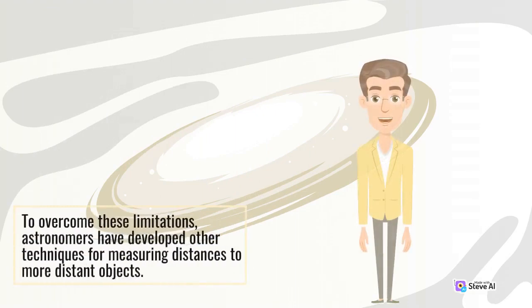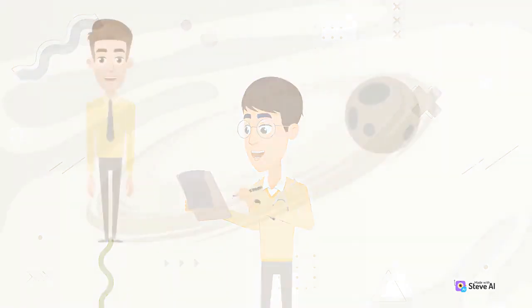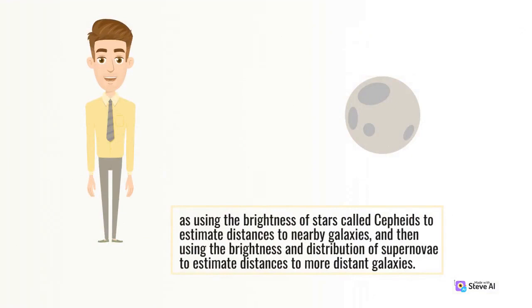To overcome these limitations, astronomers have developed other techniques for measuring distances to more distant objects. For example, the cosmic distance ladder method uses a series of progressively more precise methods, such as using the brightness of stars called Cepheids to estimate distances to nearby galaxies, and then using the brightness and distribution of supernovae to estimate distances to more distant galaxies.